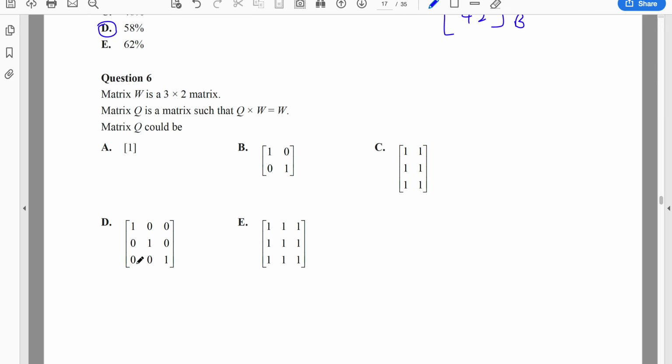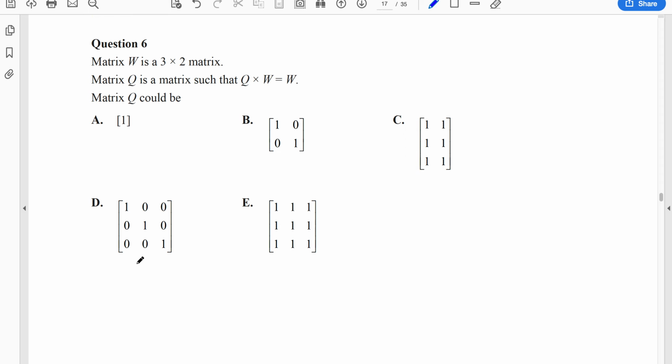Number 6, as you can see, we've got some information about 2 matrices, and then we just have to state what matrix Q could be. So we're told that this is what we need. We want Q multiplied by W to give us W. So as soon as I see that, I start thinking about the identity matrix, because the identity matrix would allow that to be true. So what I would do then is work out, okay, how big is W? What sort of size are we looking at? And you'll see here that, since we want Q times W, W is a 3 by 2.